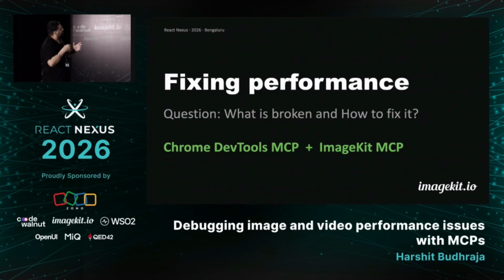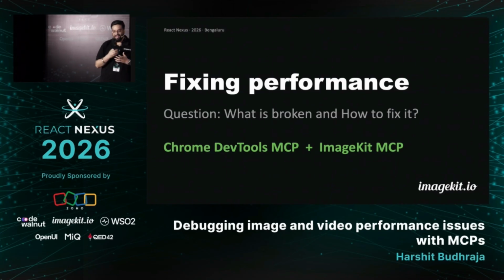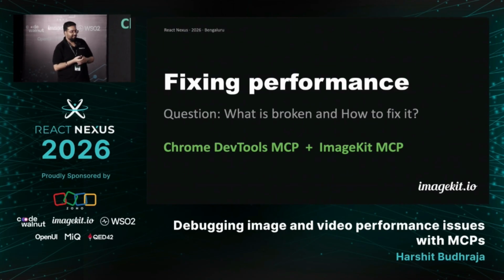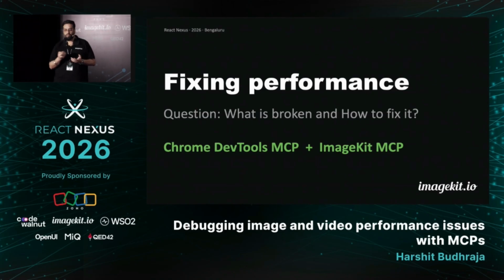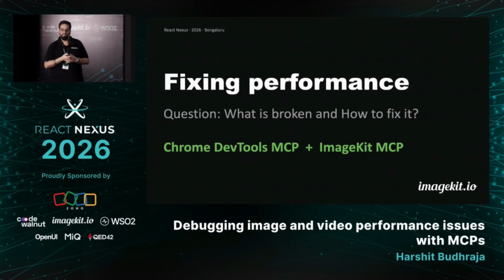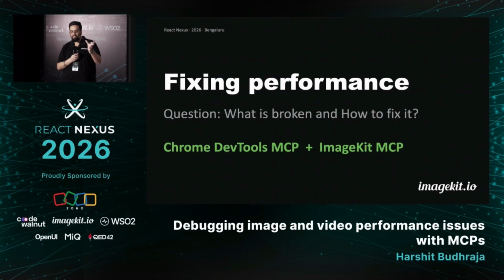Now, to really fix performance, you need to ask yourself two questions. One, what is broken? Right? First, we need to understand what is broken, then we can fix it, right? Now, what is broken is something that you can figure out, right? How? Developer tools, right? So Chrome has developer tools. We are very fortunate. So we can use developer tools to figure out what is the issue. What is that one asset? What is that one image or video that's taking a lot more time to load, right? What is making a website slow?